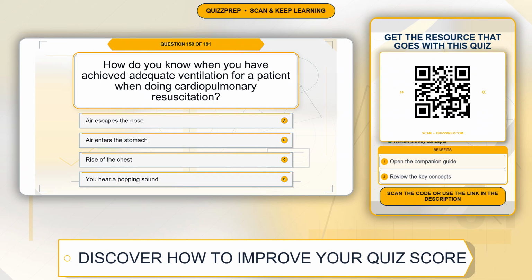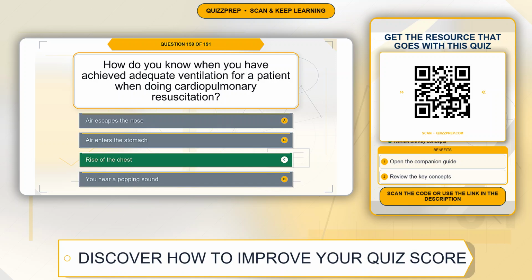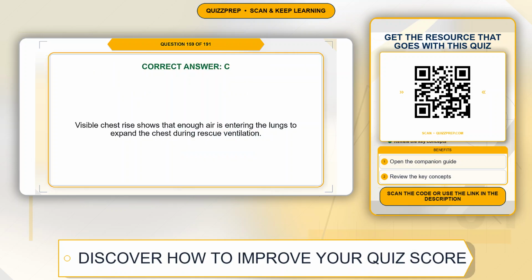Option A, air escapes the nose. Option B, air enters the stomach. Option C, rise of the chest. Option D, you hear a popping sound. The correct answer is option C, rise of the chest. Explanation. Visible chest rise shows that enough air is entering the lungs to expand the chest during rescue ventilation.